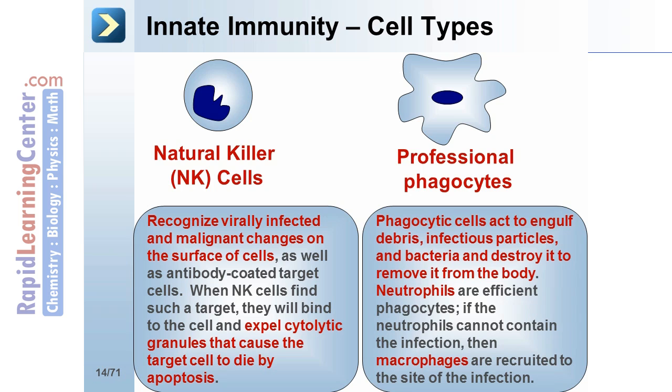The second type of cell is the professional phagocyte, which includes both polymorphonuclear cells, also called neutrophils, and macrophages. Phagocytic cells act to engulf debris, infectious particles, and bacteria, and destroy them to remove them from the body. Neutrophils are highly efficient phagocytes that can eliminate most microorganisms and induce an inflammatory response. However, if the neutrophils cannot contain the infection, then macrophages are recruited to the site of the infection to aid the process.